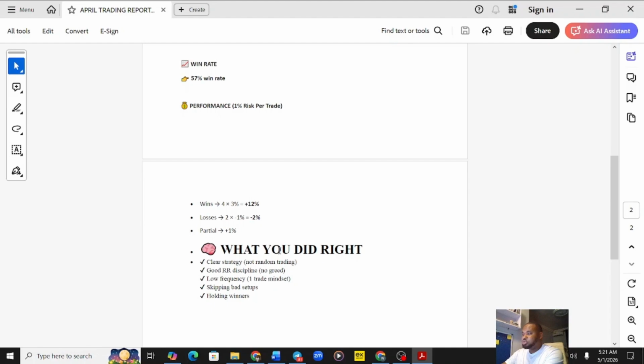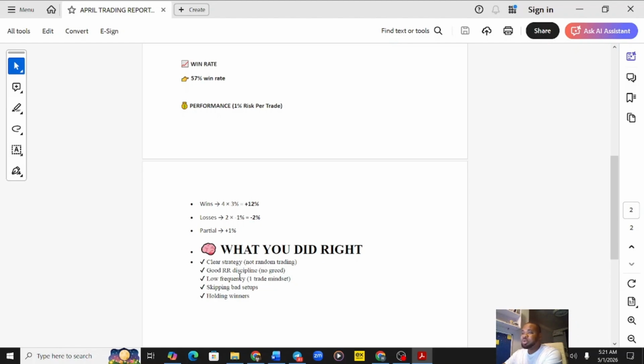Now the last thing I want to show you guys, what did we do right? One is a clear strategy, having a clear pattern. I always say it, make sure you have a clear setup. The more clear it is, the better for you. Second is good RR, which is discipline. Have a good RR. Don't be greedy. If it's 1:2, you can still be profitable using 1:2, 1:3.